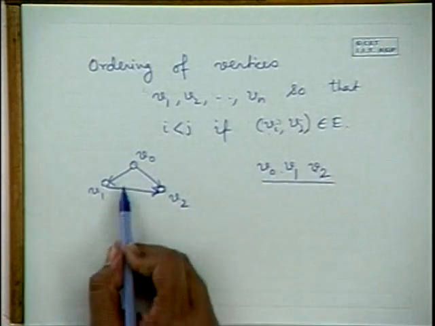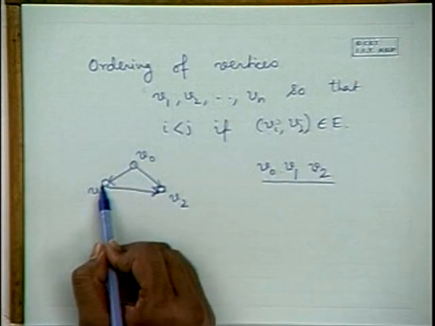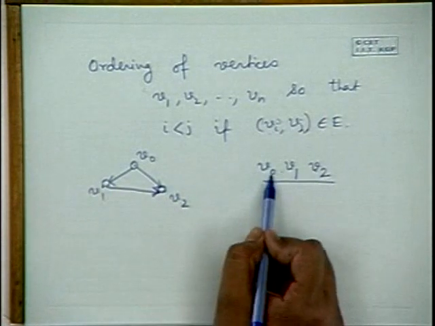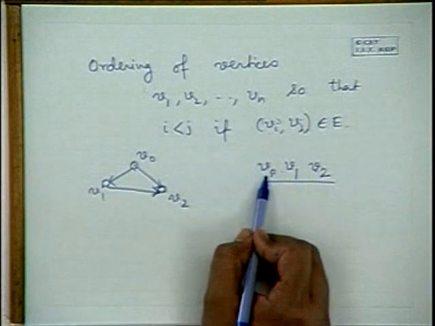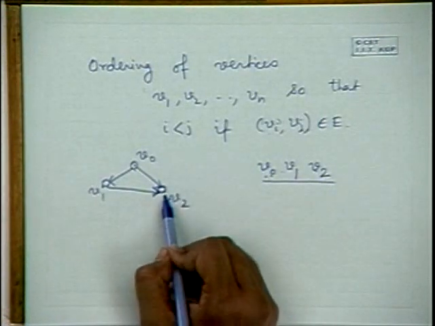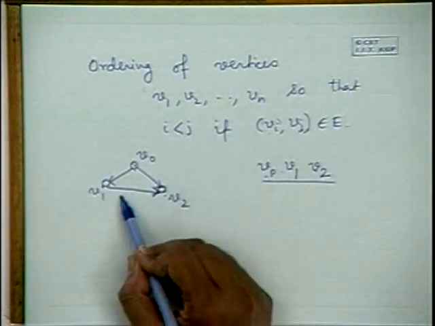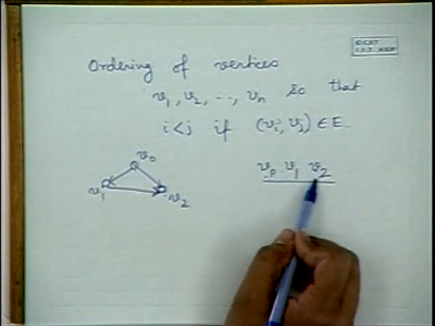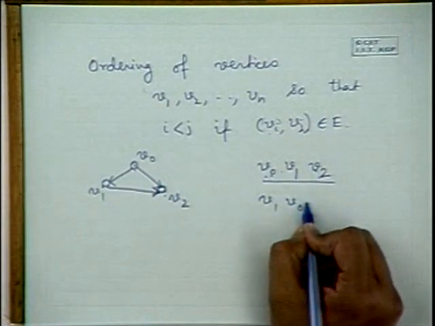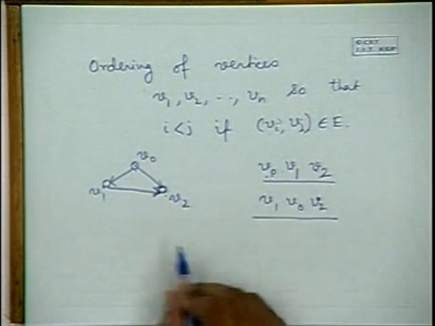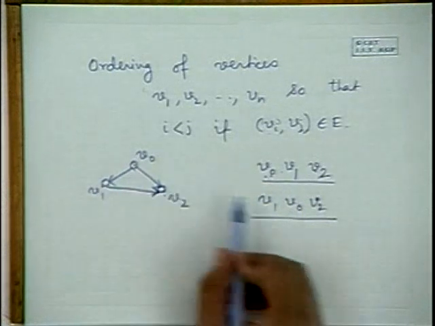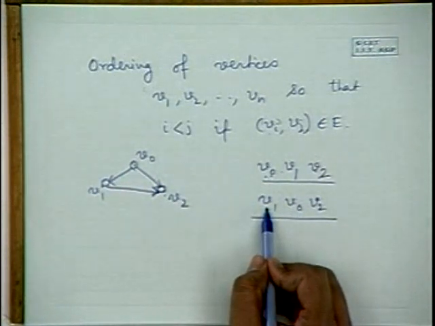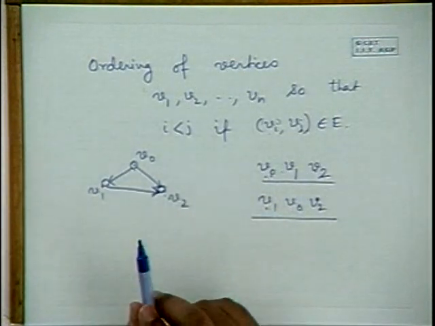So let us see. V0, V1 is an edge, then V0 must appear before V1. That has happened. V0, V2 there is an edge, V0 must appear before V2. Yes, it has happened. V1, V2 is an edge and V1 must appear before V2. That has happened. Suppose I take V1, V0, V2. This is not a topological sort anymore because it violates V1, V0. V1, V0 is an edge, but V1 has appeared before V0.